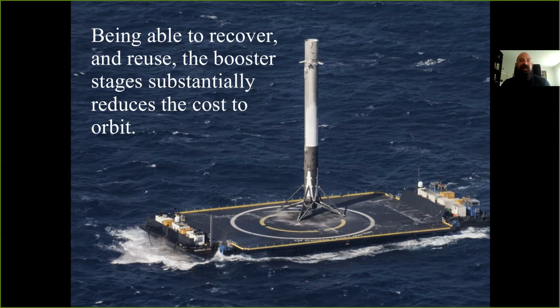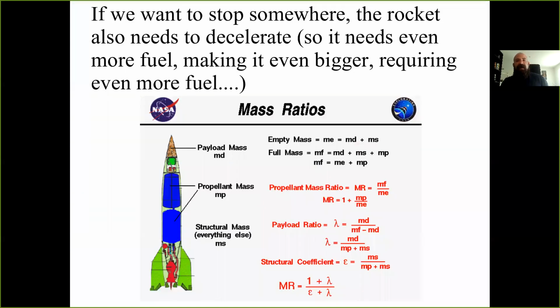So a key advance that we've started to make recently, thanks to Elon Musk and SpaceX, is to gain the ability to actually recover and reuse the secondary stages, or sorry, the booster stages. And that really reduces the cost to orbit. Now, if we want a rocket to stop somewhere, say orbit around another planet, we actually need the rocket to be able to slow down a bit, which takes fuel, which adds to the mass of the rocket even more, which takes even more fuel. And you can see how very rapidly this fuel problem in the rocket equation makes missions very difficult to carry out.